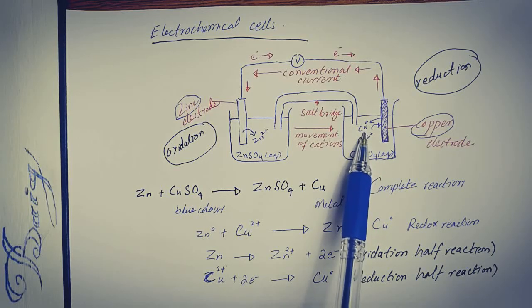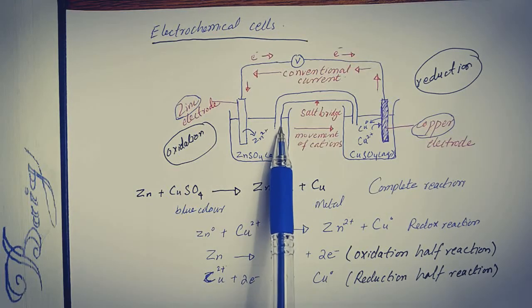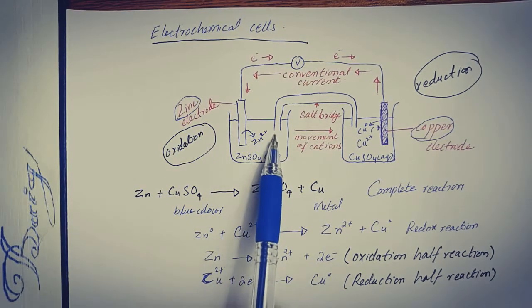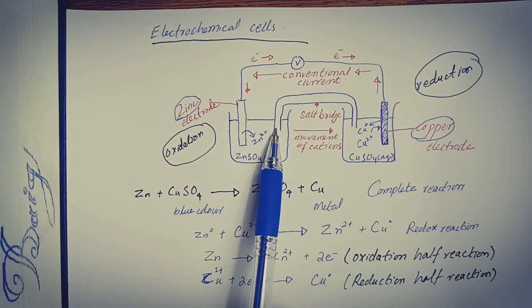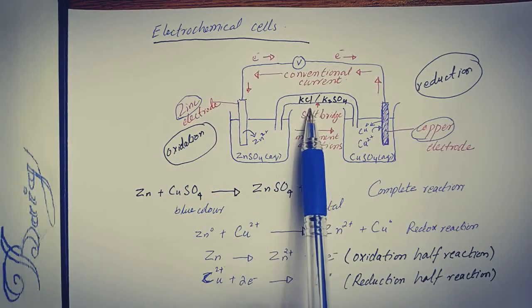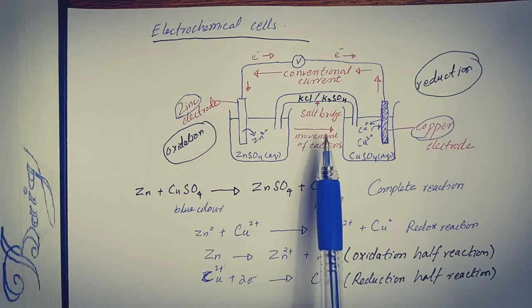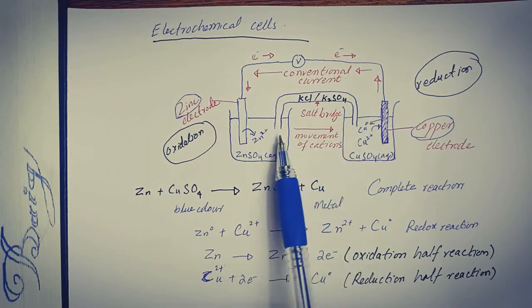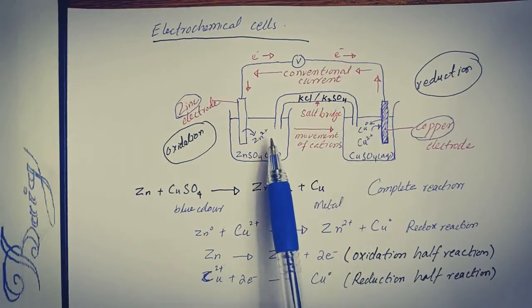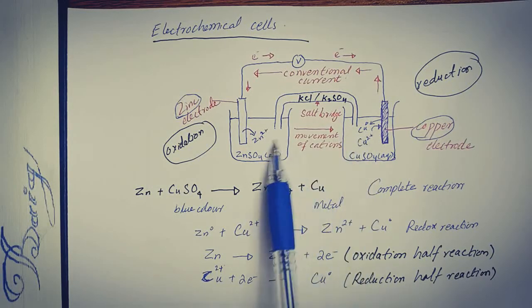and convert to copper metal. So what's the role of the salt bridge here? The salt bridge is actually a U-shaped tube containing a concentrated solution of a strong electrolyte like potassium chloride or potassium sulfate. This bridge makes the contact between the two solutions for the movement of ions without mixing these solutions.